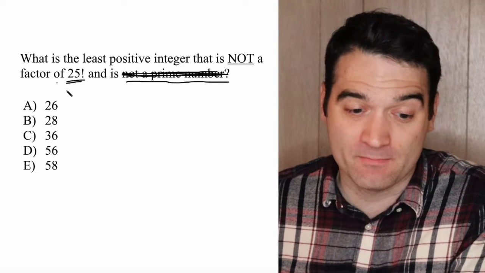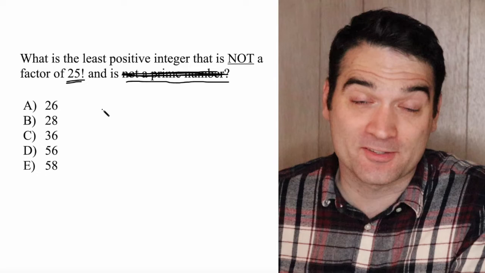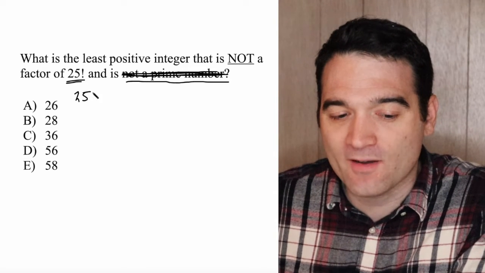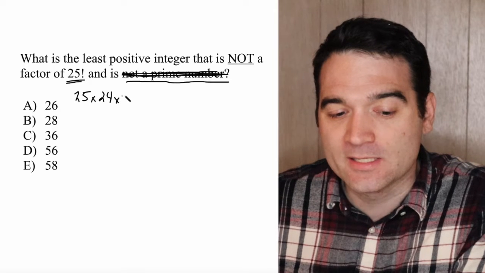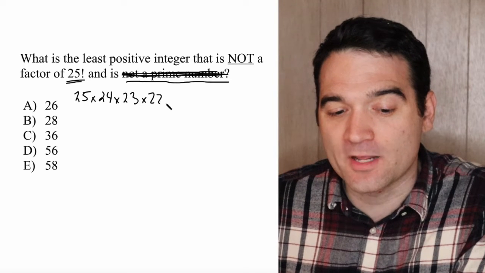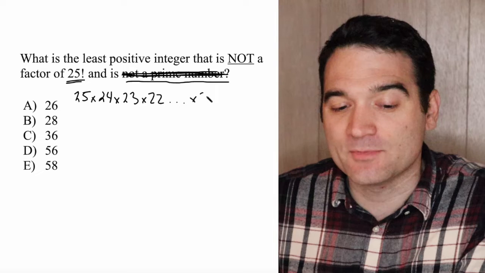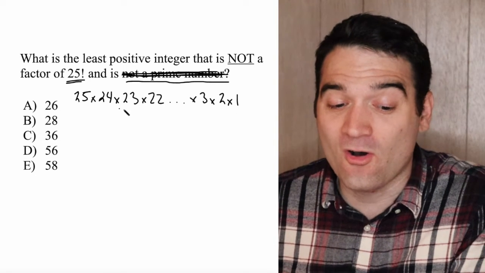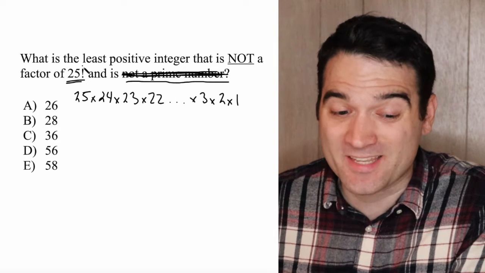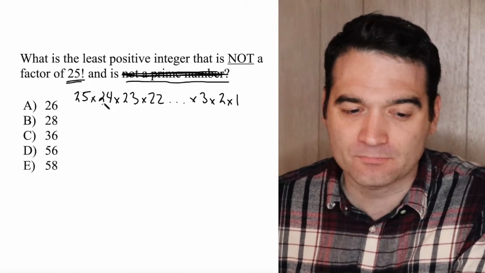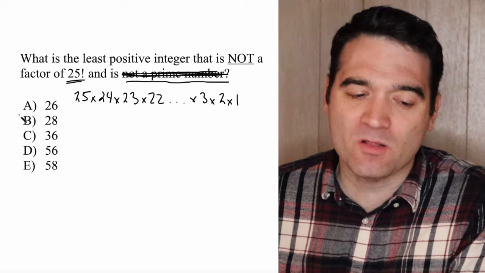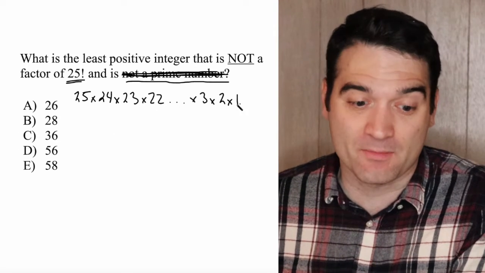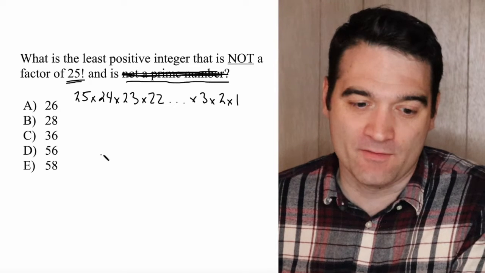If you're not familiar with this symbol, 25 factorial, or as I like to call it, 25 with an exclamation point, that's the same thing as saying 25 times 24 times 23 times 22 times 3 times 2 times 1, right? It's all of the integers multiplied down to 1. That's what this exclamation point means. So basically, we're asking, what is the smallest number in this list right here that goes into this big number, right? That is a factor of this number.